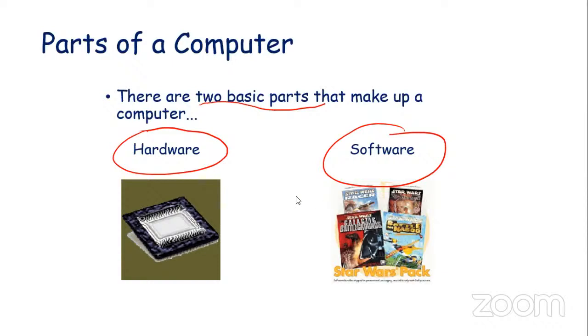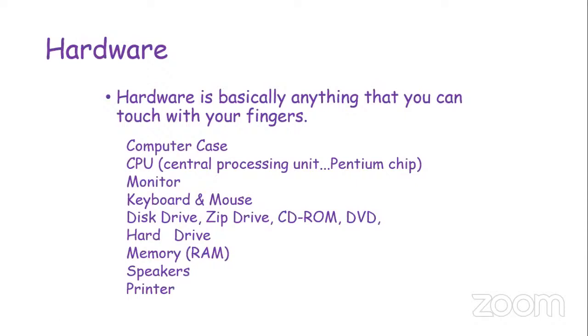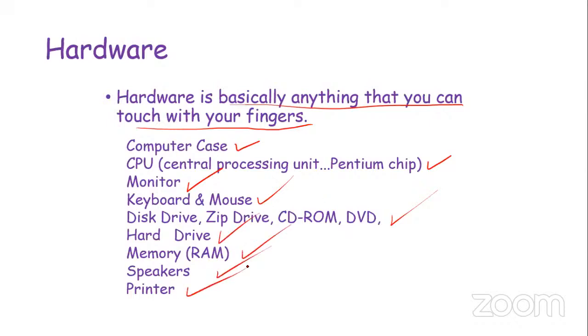Hardware is basically, like I've said, anything that you can touch with your own fingers. For instance, your computer case is hardware, your central processing unit, which is your CPU, is hardware, your monitor, which is the big screen in a desktop, is hardware, your keyboard and mouse, they are also hardware. You also have things like disk drive, zip drive, CD-ROM, and DVD. These are also hardware, a hard drive, a memory or RAM, speakers and printers. These are also hardware of a computer.